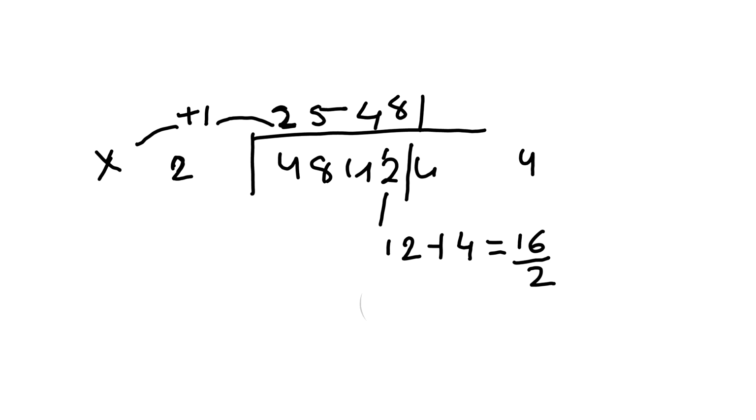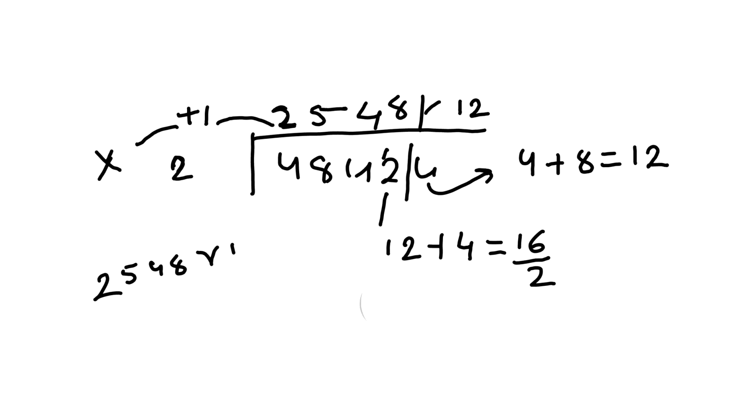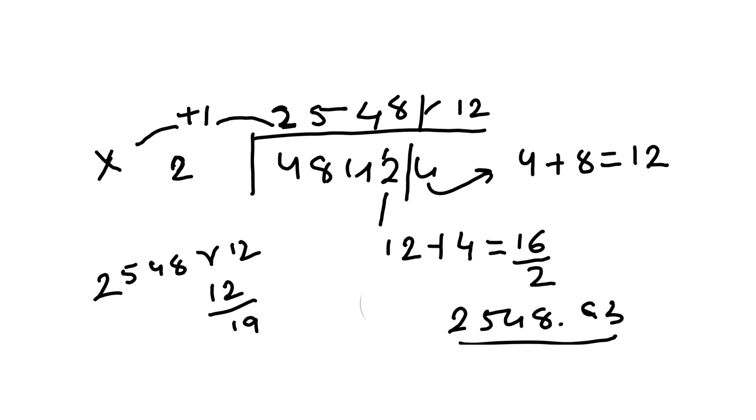It will be 4. This is 4 plus 8 into 1, that is 8. That means 8 plus 4 is 12. That will be the remainder. The remainder shall be 12. The answer is 2548 with a remainder of 12. Now if you want to find it in the decimal point, the last digit will be 12 by 19. That comes around 0.63, I guess. So the answer shall be 2548.63. This way you can do the division.